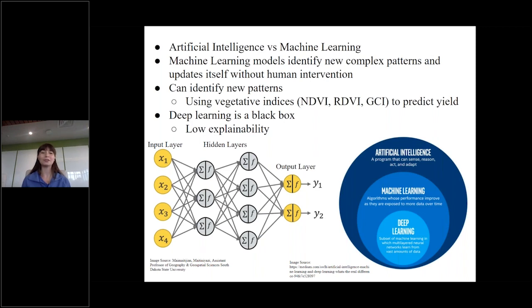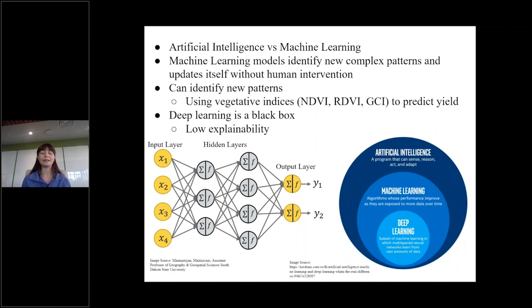And this is a really big, important pro for machine learning and artificial intelligence models in agriculture because we are starting to get massive amounts of data. With these massive amounts of data and these advanced algorithms, we can use machine learning to identify new and complex patterns from the data that we are giving the model. A really good example of this are vegetative indices such as NDVI, RDVI, GCI, but there are a lot of vegetative indices as well as soil indices and water indices.